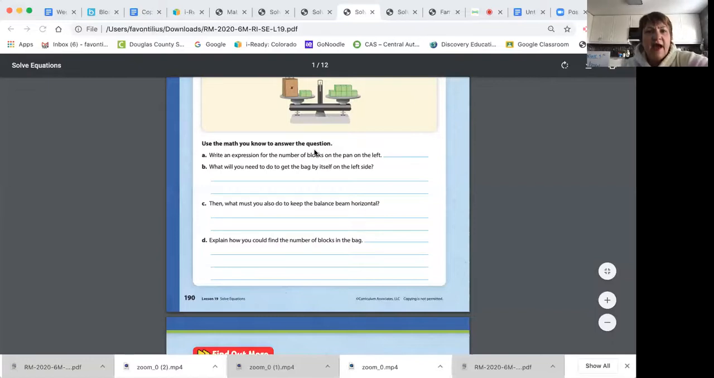D, explain how you could find the number of blocks in the bag. Pause for a second. I want you to think about that and explain it in D.